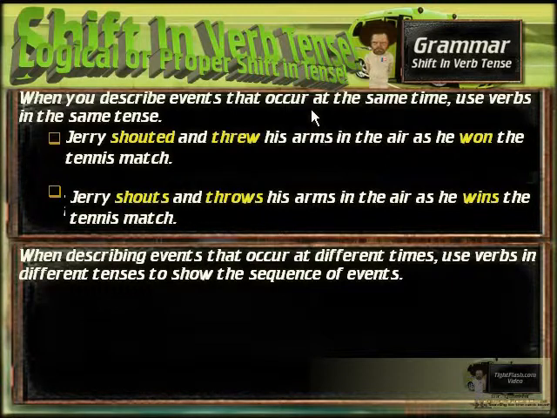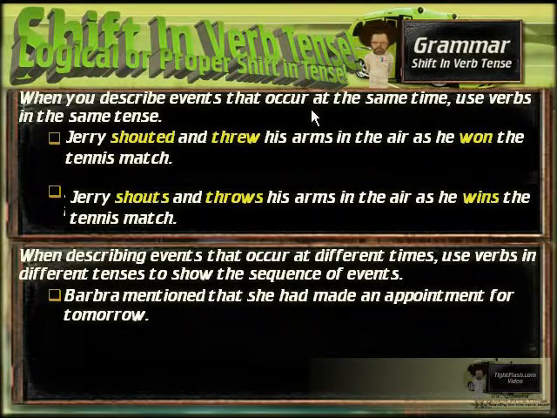When describing events that occur at different times, use verbs in different tenses to show sequence of events. Well, I mean, obviously, if you're trying to show that this happened and after that happened and after that happened, you want to make sure, if you're talking about chronological events, you want to make sure you get the verbs right, or it's not going to make sense. For instance, Barbara mentioned that she had made an appointment for tomorrow.